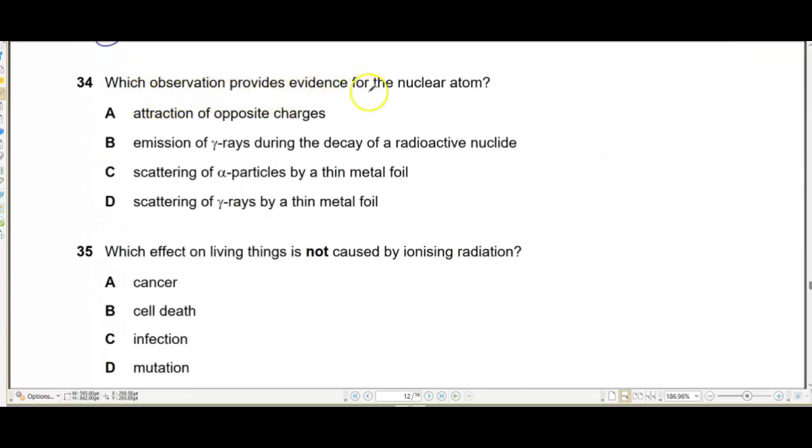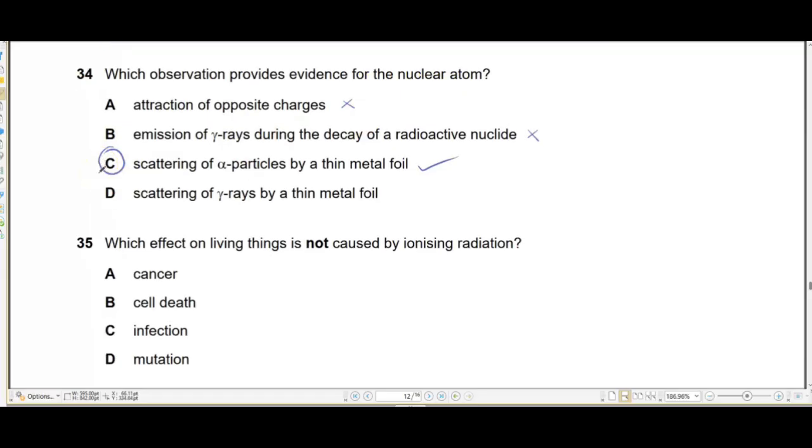Question number 34. Which observation provides evidence for the nuclear atom? Attraction of opposite charges, no. Emission of gamma rays during the decay of radioactive nuclei, no. Scattering of alpha particles by a thin metal foil, yes. This is the experiment that was done for the evidence of the nuclear atom. So C is going to be our correct option.